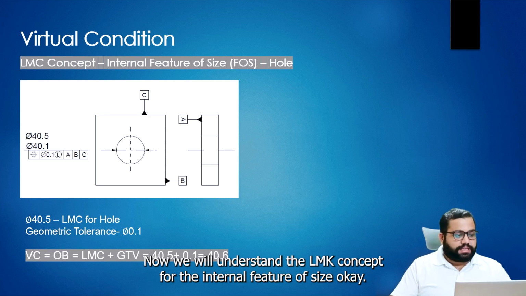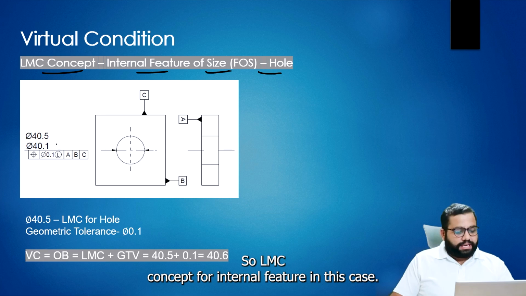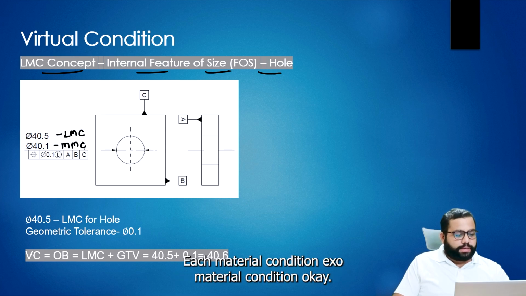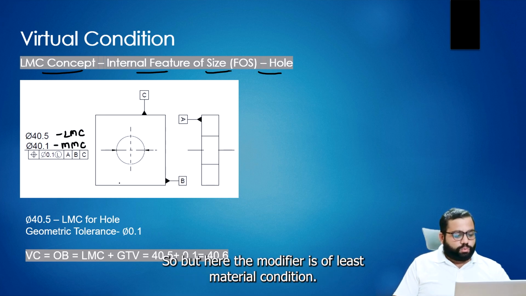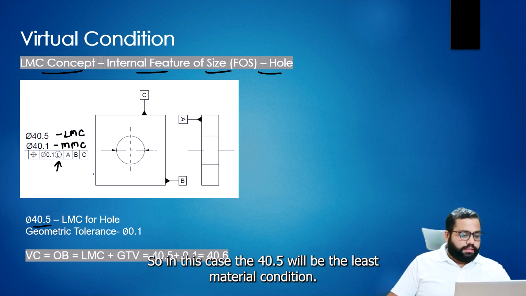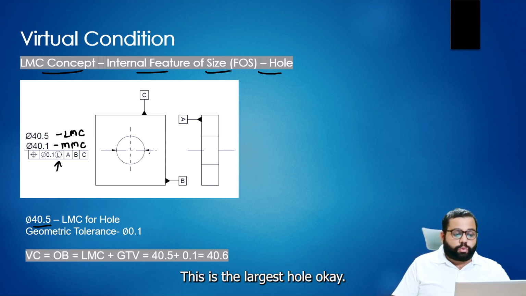Now we will understand the LMC concept for the internal feature of size. In this case also, this is MMC and this is LMC: least material condition, maximum material condition. But here the modifier is of least material condition. So we will take the least material condition, which is 40.5. In this case, 40.5 is the least material condition, the largest hole.